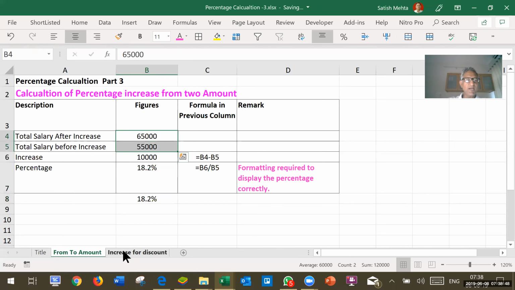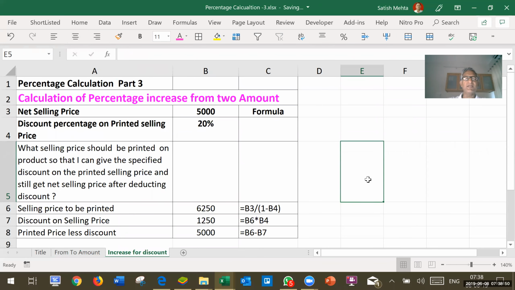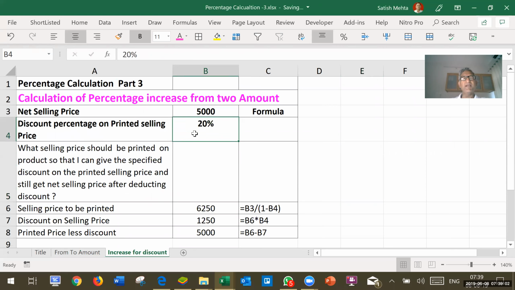Let's go to the next percentage calculation point. We have got our net selling price of 5,000 rupee and we want to give a discount on the printed price of 20%. Now, how much price should I print on the product so that I can give a discount of 20% of the printed price, not 20% of 5,000.